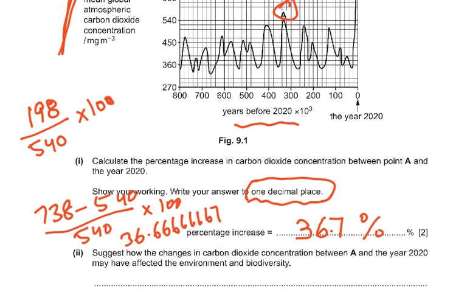So you can see the answer is 36.7% because the answer was to one decimal place. So you didn't have to give me this whole thing. If you gave me this whole thing, this would be only one mark. You won't get the second mark for it. So this was 36.7%. I'm sorry, in the mark scheme, it's written wrong as 367, but it's 36.7%.